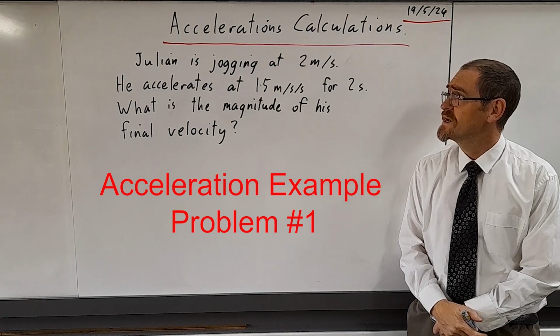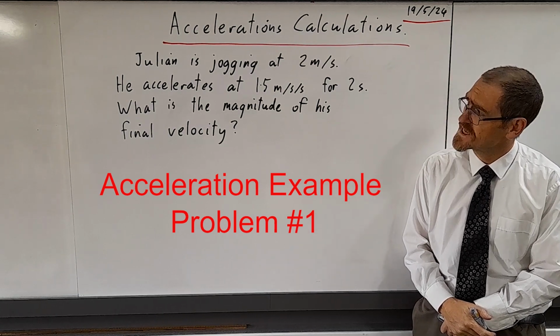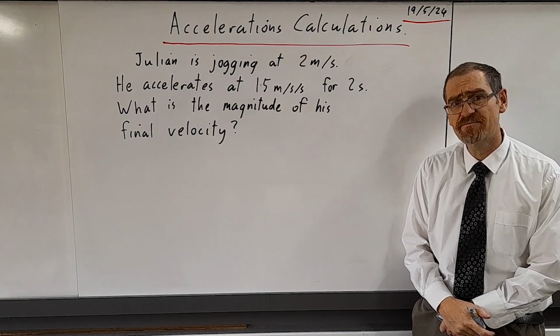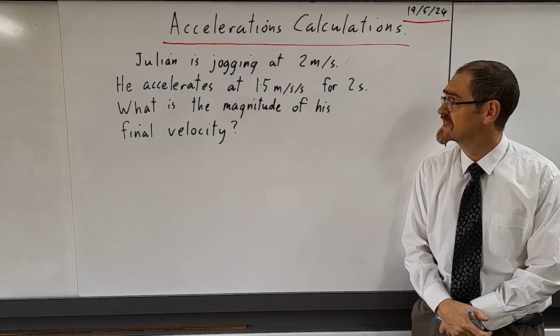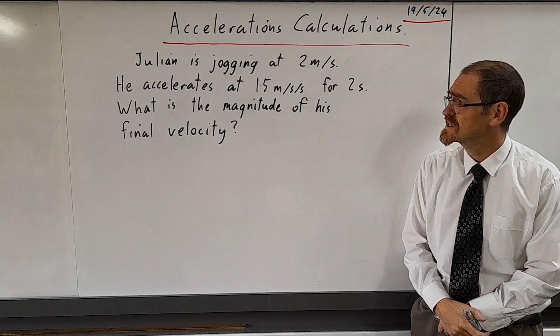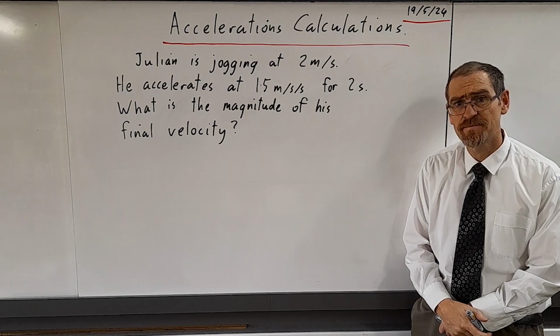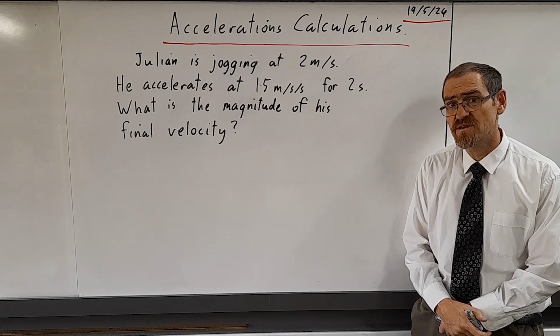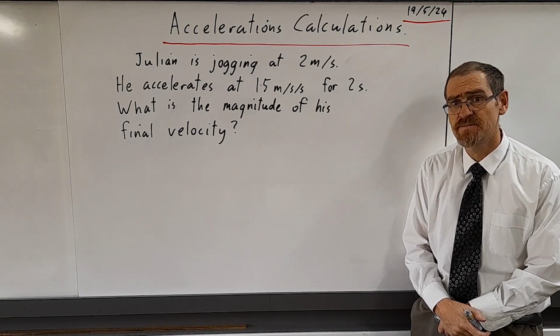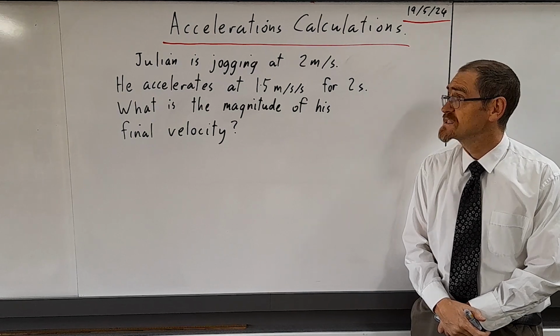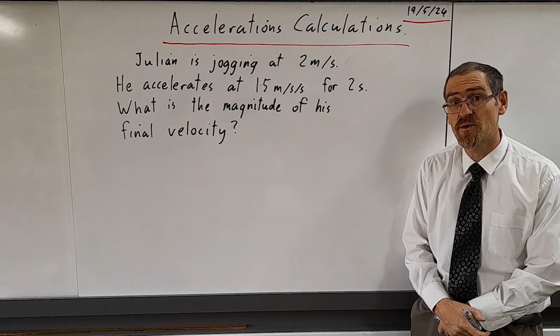Example problem number 1. Julian is jogging at 2 meters per second. He accelerates at 1.5 meters per second for 2 seconds. What is the magnitude of his final velocity? In physics, we like to follow conventions when we answer questions. There are steps that we follow. The first step is we like to underline the important information.